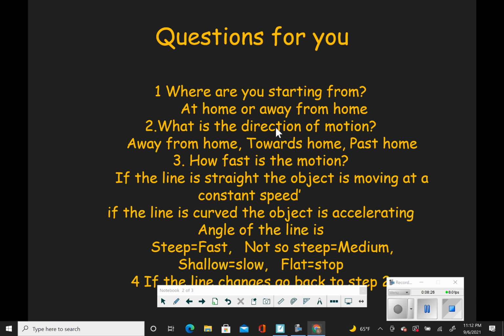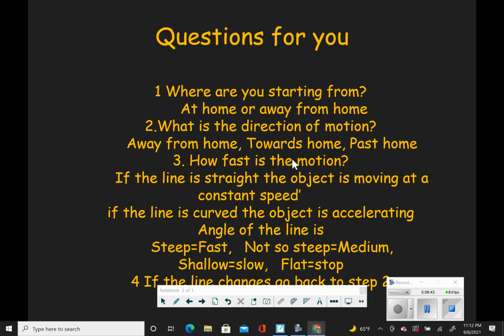What is the direction of motion? Is it away from home, moving upwards? Is it towards home, going down to the X line? Or is it past home, crossing the X line?